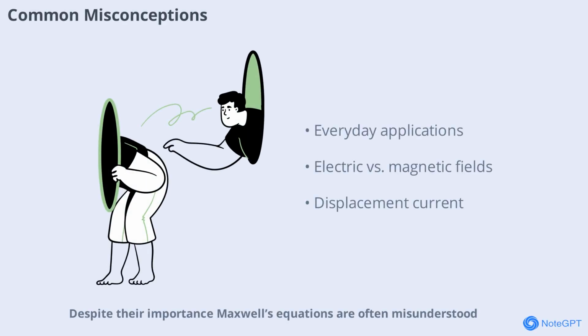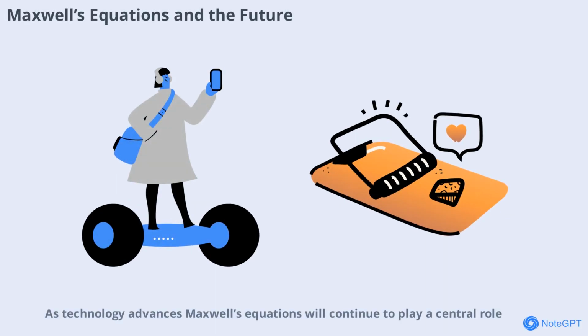Despite their importance, Maxwell's equations are often misunderstood. Some people think they only apply to advanced physics, but their principles are present in everyday life. Others confuse electric and magnetic fields or overlook the role of displacement current. Clarifying these misconceptions helps build a solid foundation for further learning. As technology advances, Maxwell's equations will continue to play a central role. From wireless energy transfer to quantum computing, new applications are constantly emerging. The ability to manipulate electric and magnetic fields with precision will drive innovation in fields we can only imagine today.